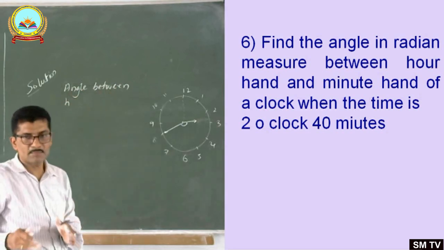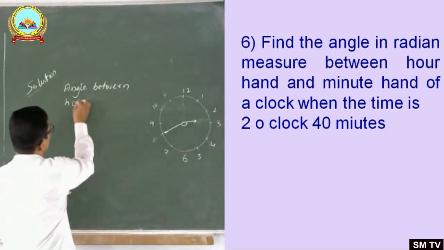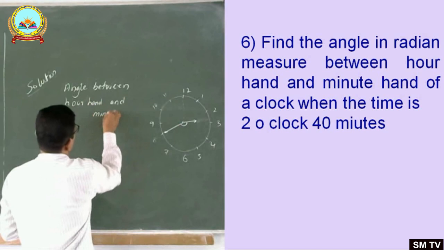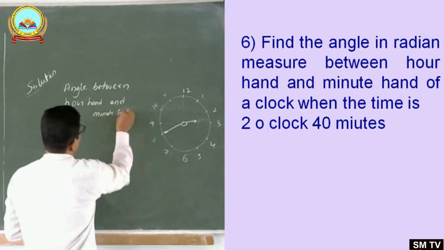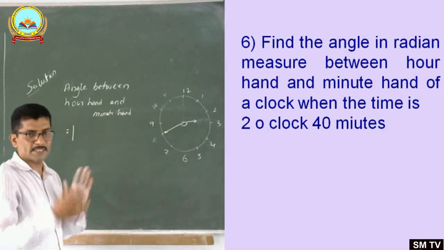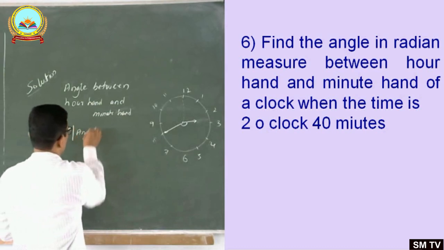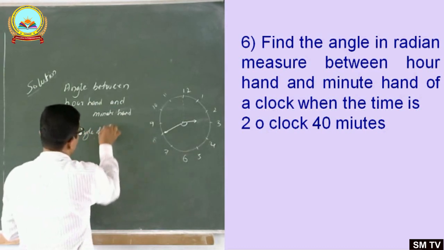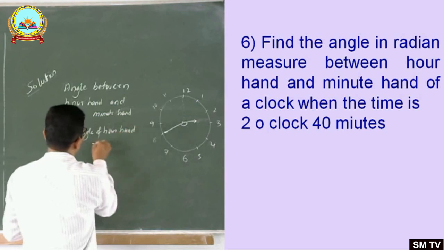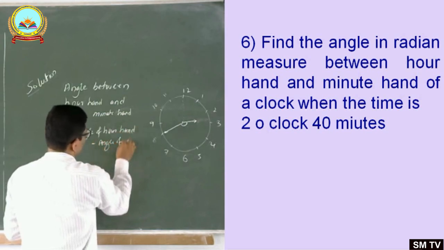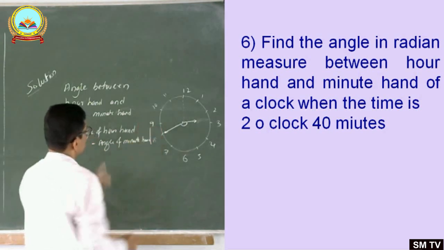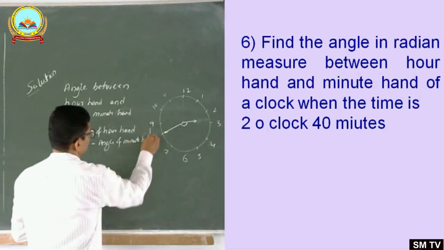Therefore, here remember, this one is the angle between. Find the angle between the hour hand and the minute hand. It is exactly equal to the modulus of, modulus means absolute value, the angle made by the hour hand minus the angle of the minute hand, or the minute hand angle minus the hour hand angle. It's clear?